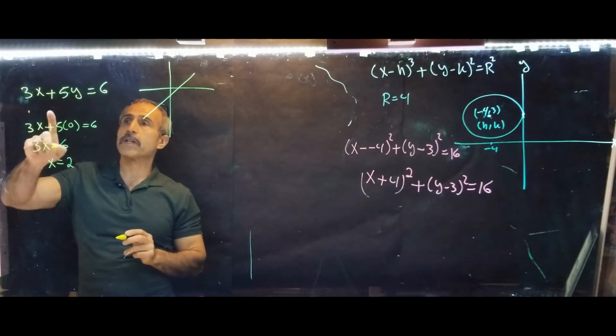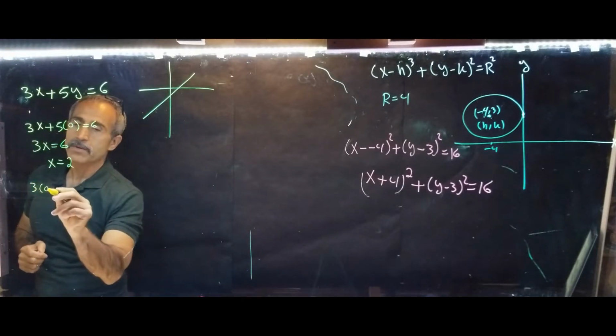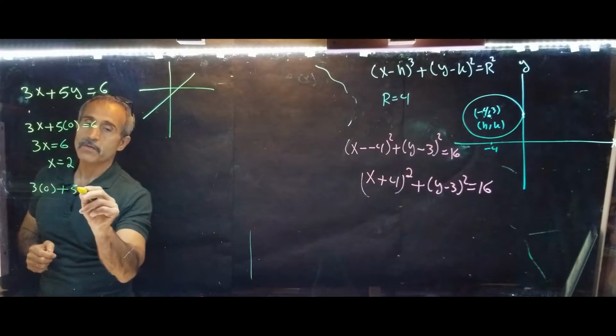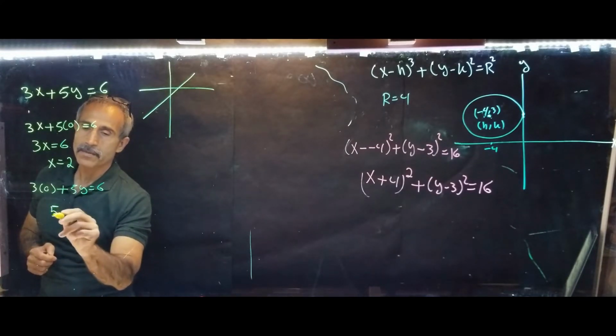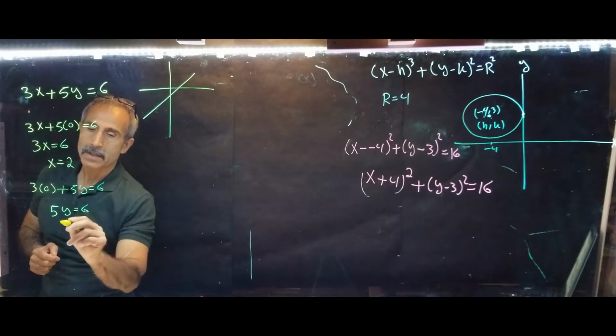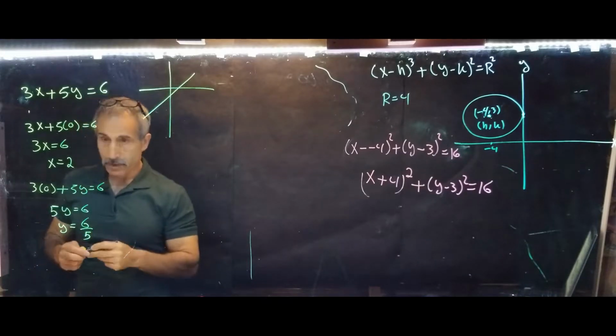Now let's find out the y-intercept. So this time we'll make this x 0. So it becomes 3 times 0 plus 5y is equal to 6. So now we have 5y is equal to 6, and y is equal to 6 divided by 5. That's it.